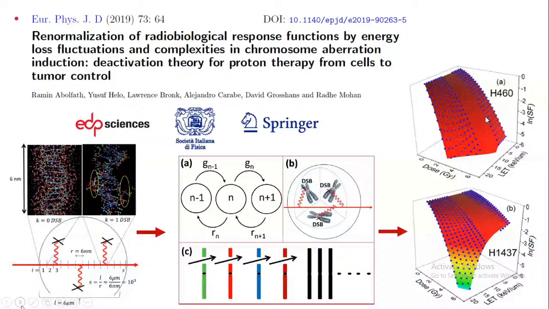So the details of the multi-scale approach and the steps in computing TCP and NTCP, starting from the atomistic scale, were presented in this article, in which DSBs and DNA damage at the atomistic scales lead to cell survival at the macroscopic scale, which is measurable experimentally. So we use that formulation to fit the experimental data.